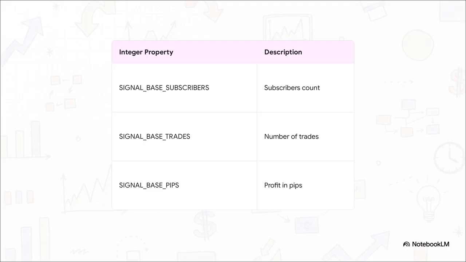While the double values we just looked at told us all about percentages and money, these integers allow your expert advisor to gauge the popularity and the historical volume of a signal. For instance, SignalBaseSubscribers tells you exactly how many other people actually trust this signal. And SignalBaseTrades, along with SignalBasePips, are incredibly useful to ensure the signal has a long, proven track record. You really don't want your EA copying a signal that only has 5 lucky trades, right? You want to see real volume and consistency.